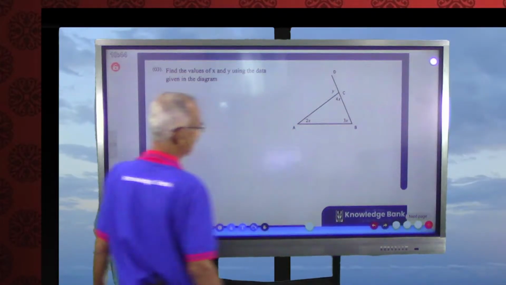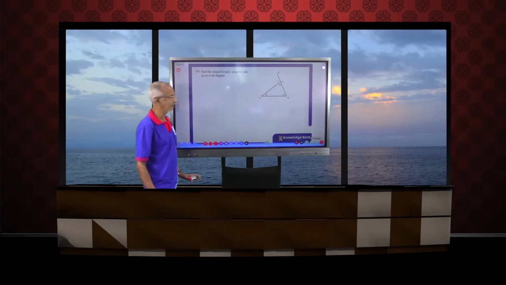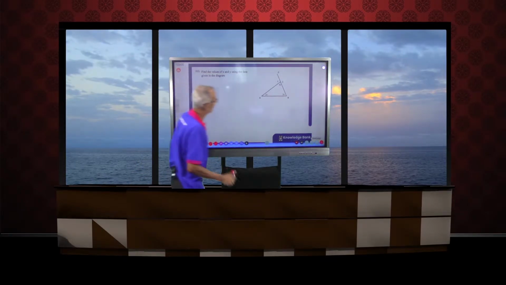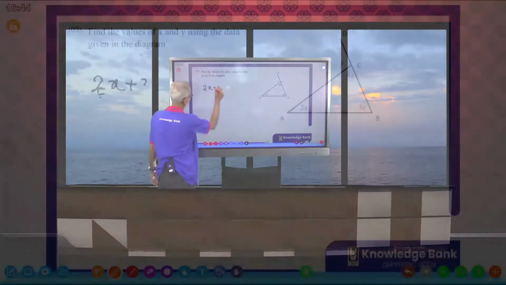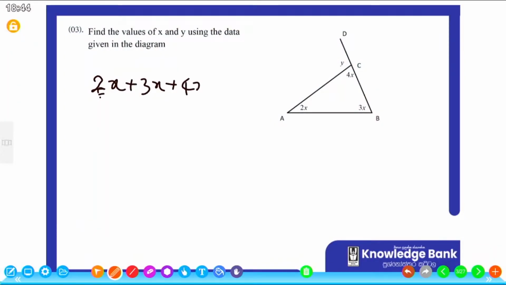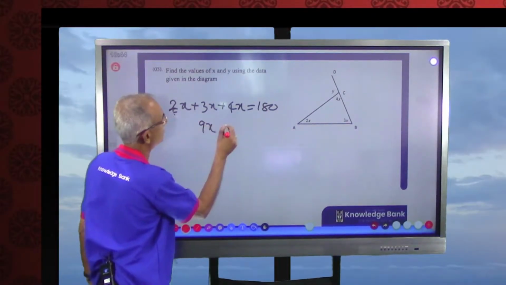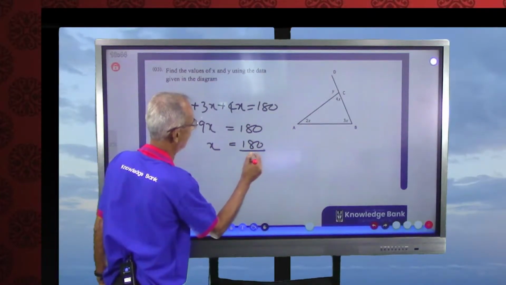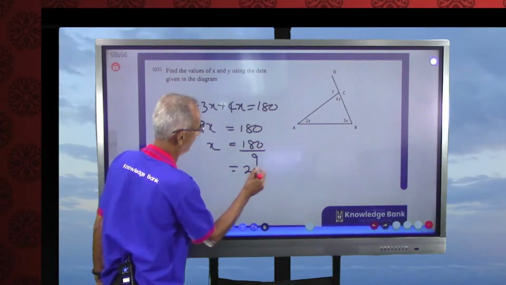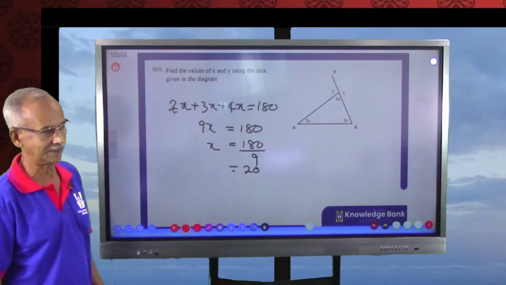The sum of the interior angles of a triangle is 180 degrees. Then we can write 2x plus 3x plus 4x equals 180 degrees. If we add these three, 2 plus 3 is 5, plus 4 is 9, so 9x is equal to 180. Then x is equal to 180 divided by 9, which is 20. X is 20. Therefore, we can write x is 20.